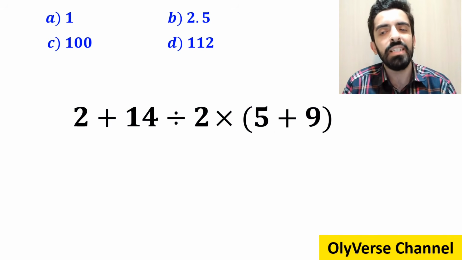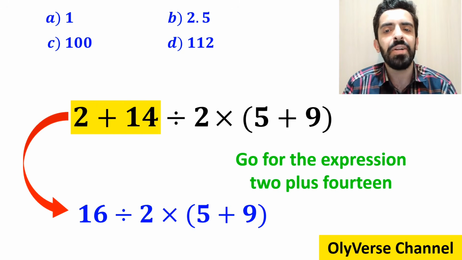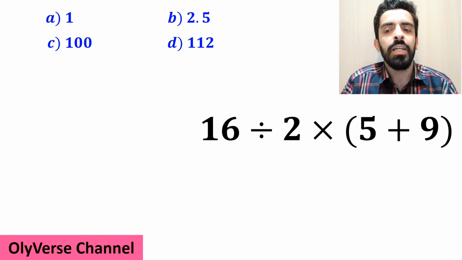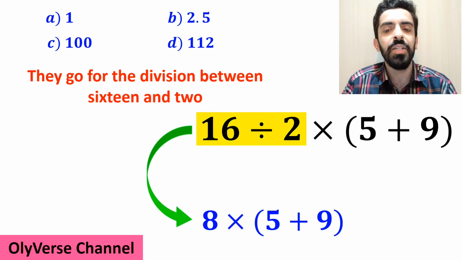Many people, when solving this question, first go for the expression 2 plus 14 and write this expression as 16 divided by 2 multiplied by 5 plus 9 inside the parentheses. And the next step, they go for the division between 16 and 2. And this expression simplified to 8 multiplied by 5 plus 9 inside the parentheses.